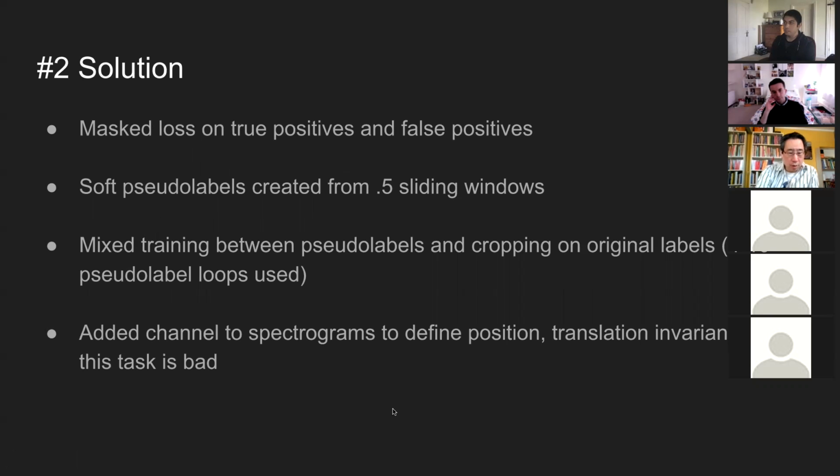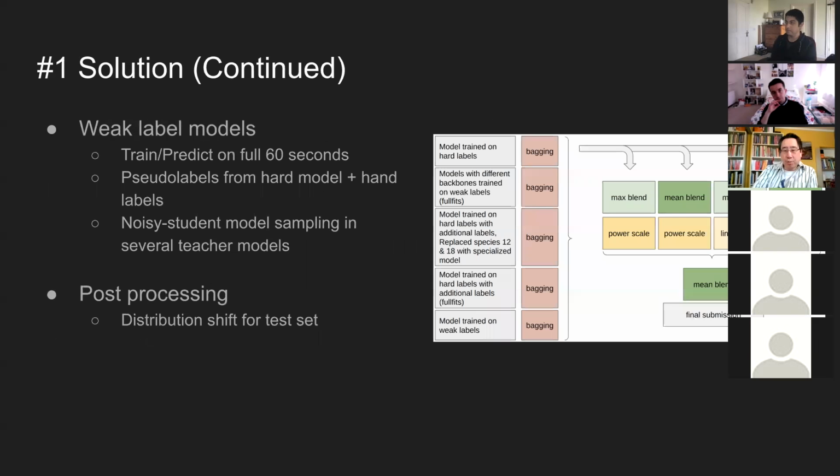So the second place solution... Ryan, yeah, go ahead. Can I ask a question? So the actual submissions that the number one team made, were they from this ensemble trained on weak labels, or did they still ensemble the actual predictions from the hard labeled models with the weak model? They used both in conjunction.